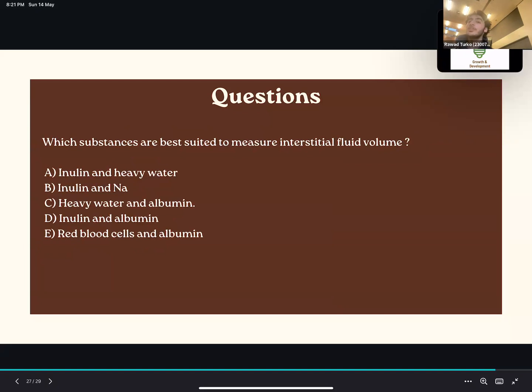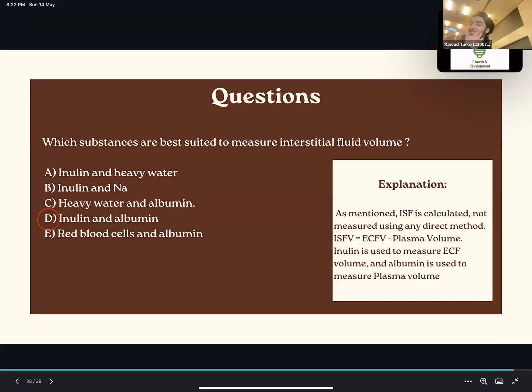Finally, which substances are best suited to measure interstitial fluid volume? Someone is saying C, and someone is saying A. Okay. Well, it's actually not A, it's actually D.